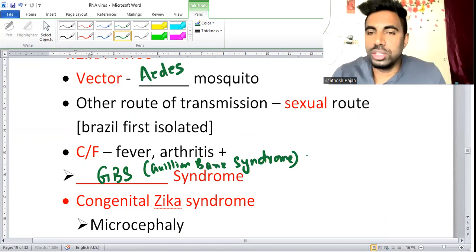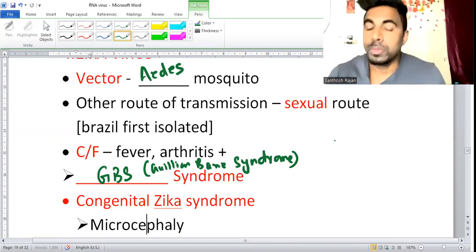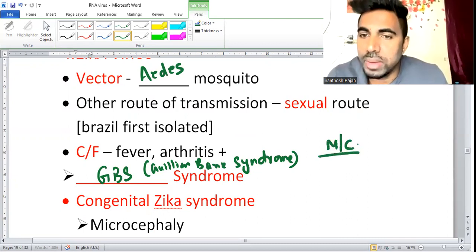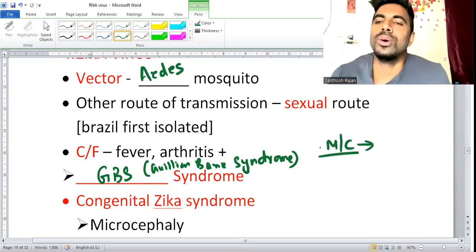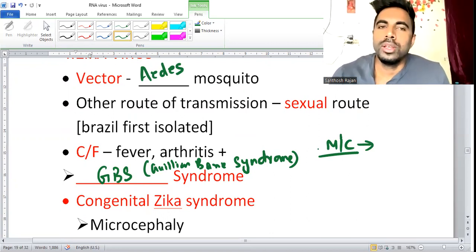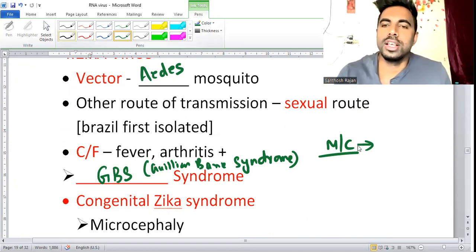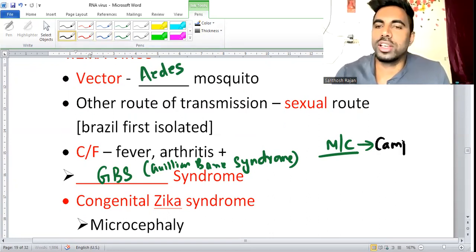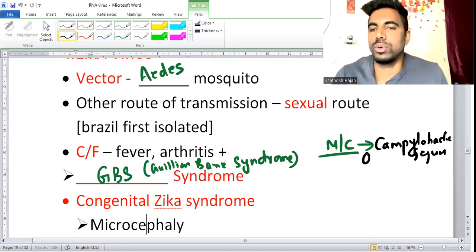But ideally, Zika virus causes Guillain-Barré syndrome. Okay, fine. But which is the most common cause overall, which is the bacteria or microbe? I gave you a clue. So which is the most common microbe that causes Guillain-Barré syndrome? Can anybody? I think you're guessing. If you're guessing Campylobacter, you're right. Campylobacter jejuni. That is the most common cause of this, and it's a frequently asked question.